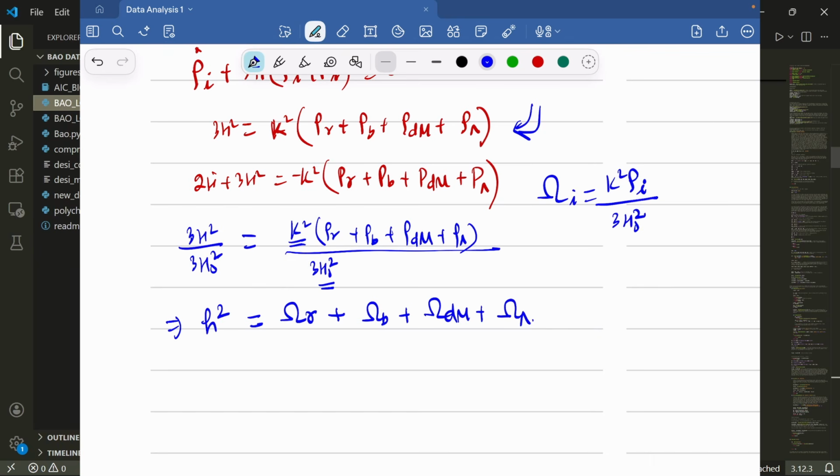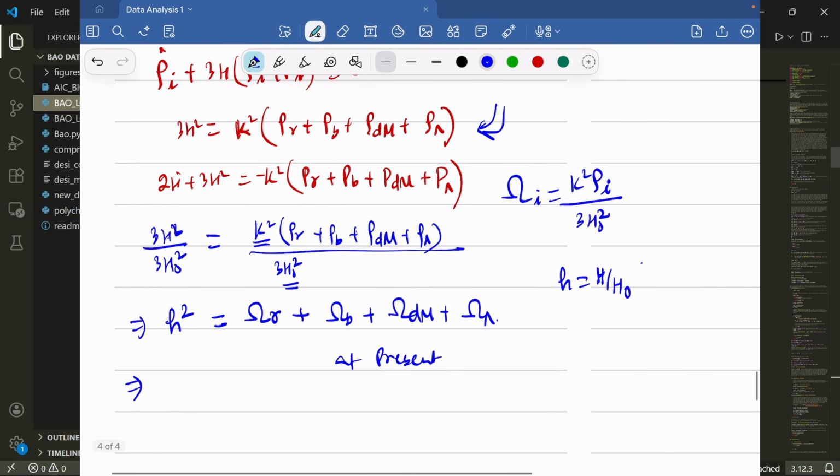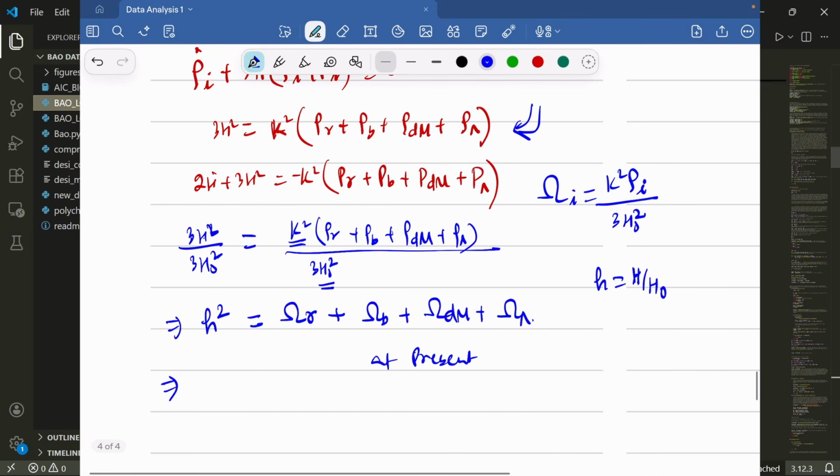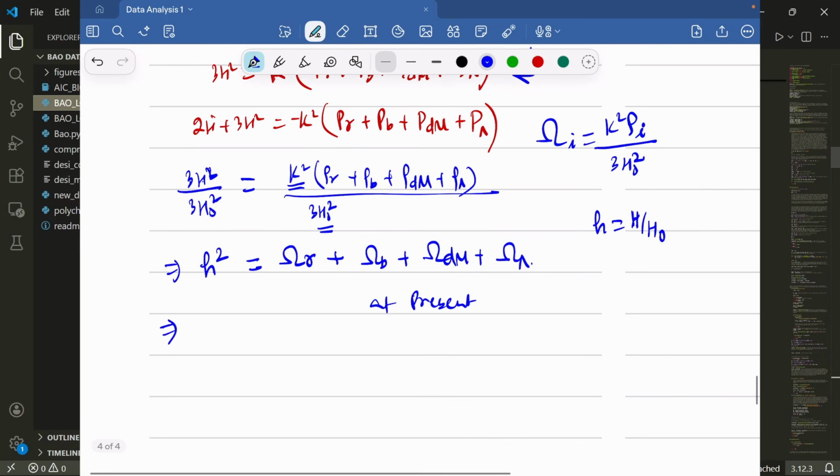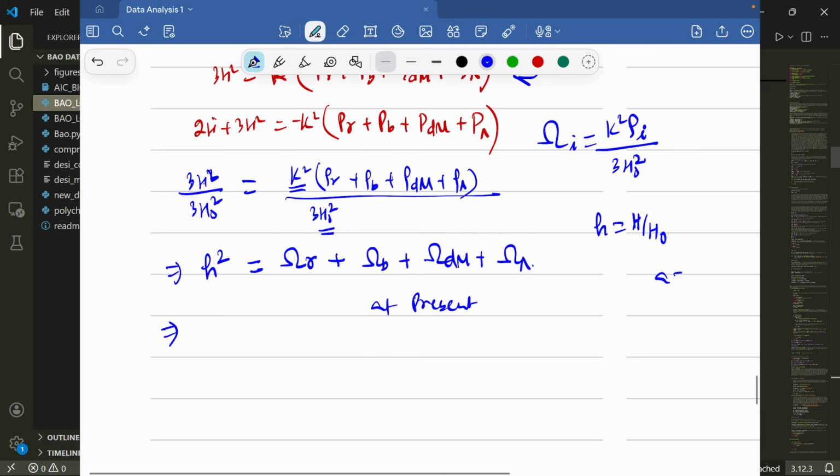Now at present, what will they become? At present, H becomes your H naught, so this is H over H naught. Mind it, H is your time variable. H depends on time. It's a variable, it's not a constant. Now when I am assuming that I am at the present moment, t is equal to now, or a is equal to 1. At now, everything starts now. So at now, H over H0 is your 1.